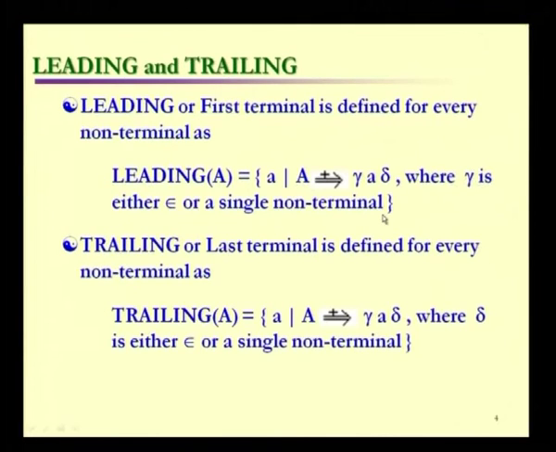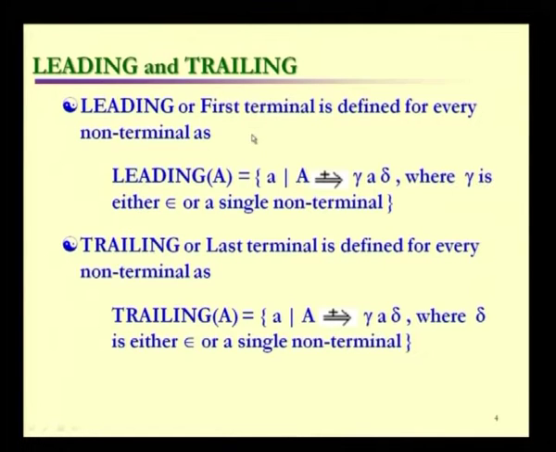How are we identifying the handles or the relationships? We are going to define two sets. One is called the leading set and another one is called the trailing set. As far as the leading set is concerned, it means the first terminal for every non-terminal. Every non-terminal should be capable of deriving a string of its own, then only the grammar is a valid grammar. So we should find out all the possible terminals.